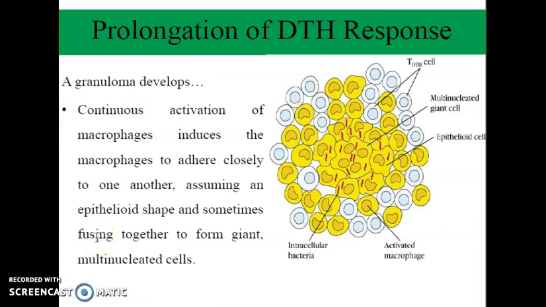The continuous activation of the macrophages induces the macrophages to adhere closely to one another, assuming an epithelioid shape and sometimes fusing together to form giant multinucleated cells, and finally forming a granuloma structure.